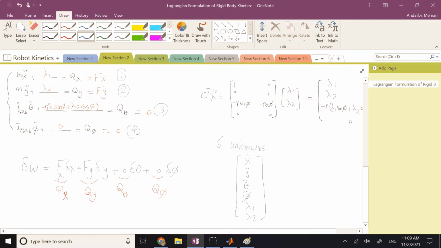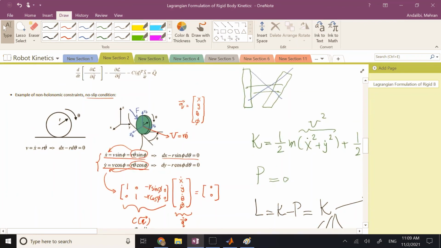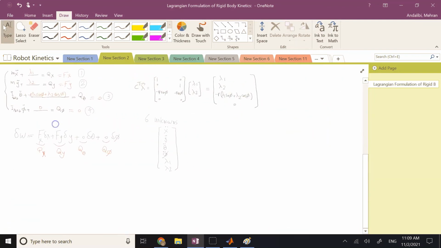But don't forget that we have our constraint equations, these guys, that I can take a time derivative from them, and they will give me 2 extra equations. So what are they? One of them is this. Your x dot is equal to r times sine of phi times theta dot. And all I need is to take a time derivative from this.